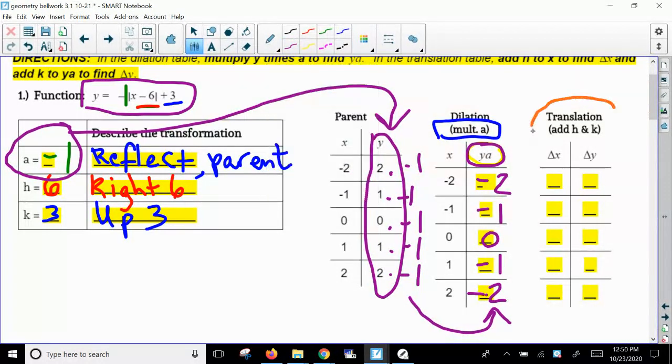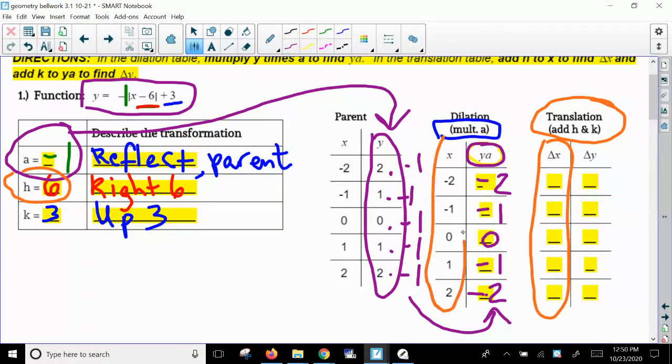The last table for the translations. Translations involves H and K. We're going to add H to X to find delta X. Okay? So right here, we know that H is 6. So in this whole table, it's not the whole table, just the X part, we are going to add 6 because that's what H is. Okay? So -2 plus 6 is 4. -1 plus 6 is 5. 0 plus 6 is 6. 1 plus 6 is 7. And 2 plus 6 is 8. Okay?